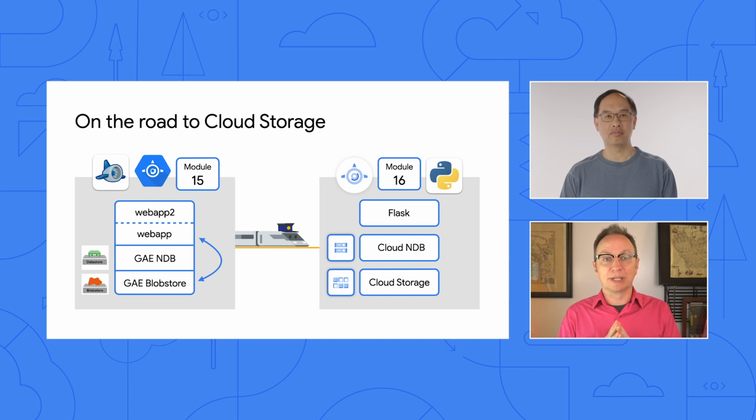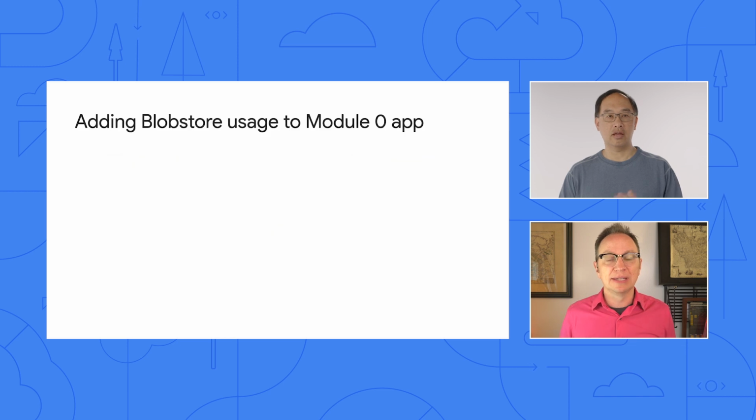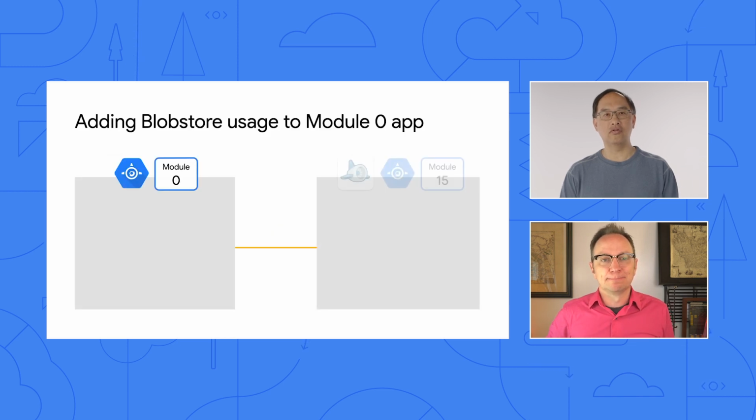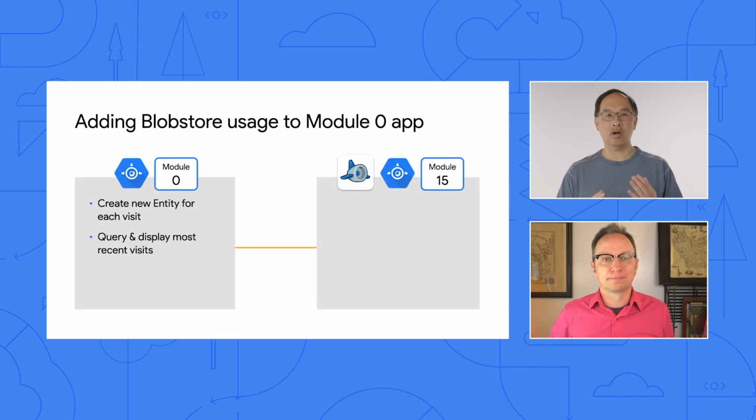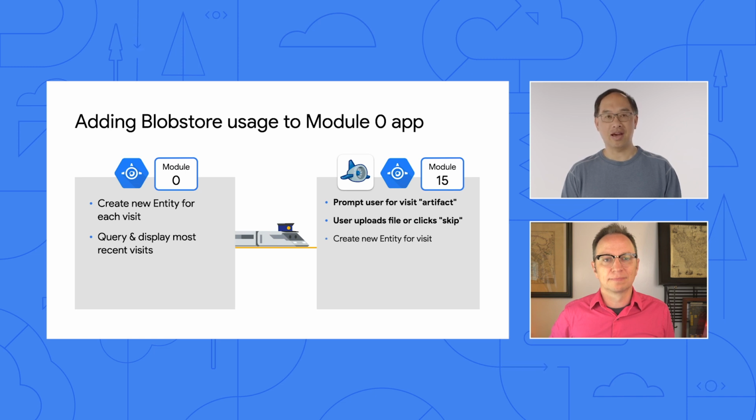Back on today's topic. What Blobstore usage are we adding to the sample app? Yeah, currently the app registers all visits upon page load, but we're updating it to ask users to associate an artifact, like a picture, with a visit. Users can either upload one or click skip. After that, they get to the most recent visit page just like normal. Future visitors will see links for all recent visits with files and can click to view if desired.